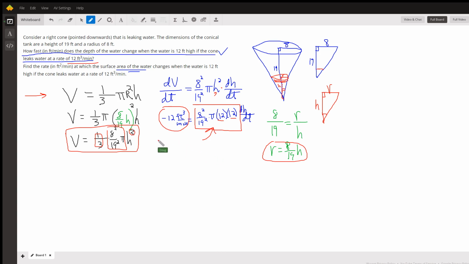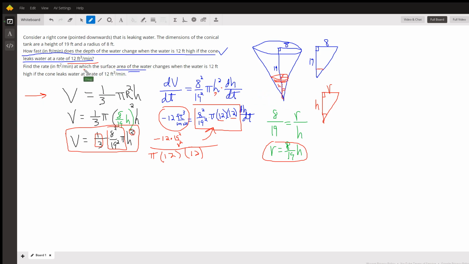Okay, and you could work it out by hand or use a calculator. So it's negative 12 times 19 squared over 8 squared, multiplying by the reciprocal, divided by pi and 12 times 12. And I'll let you work out what that is. But that's how fast the height is changing, and note that's a negative number. The height is getting smaller as the water leaks from the cone.